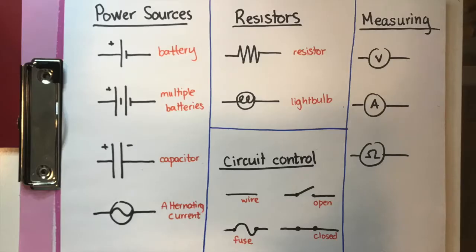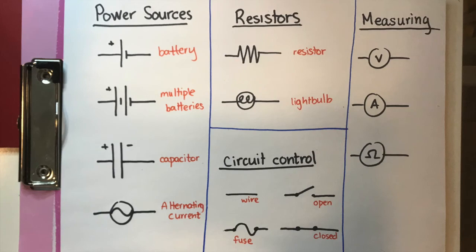Okay, so let's recap our symbols that we need to know. Of your power sources, you should know a battery versus multiple batteries. In this case, this is two batteries. You can tell because there's two positive terminals and two negative terminals. There's a capacitor that releases its current and potential difference very quickly, all at once. And a generator, outlet, or other source of alternating current. This makes the electrons vibrate back and forth in place, as opposed to making one complete path around the circle.